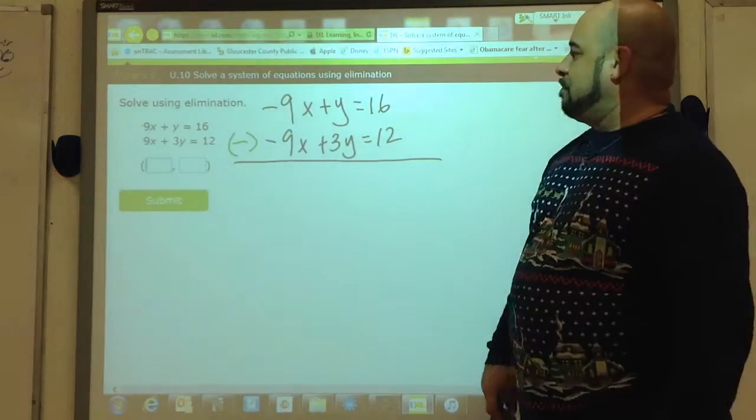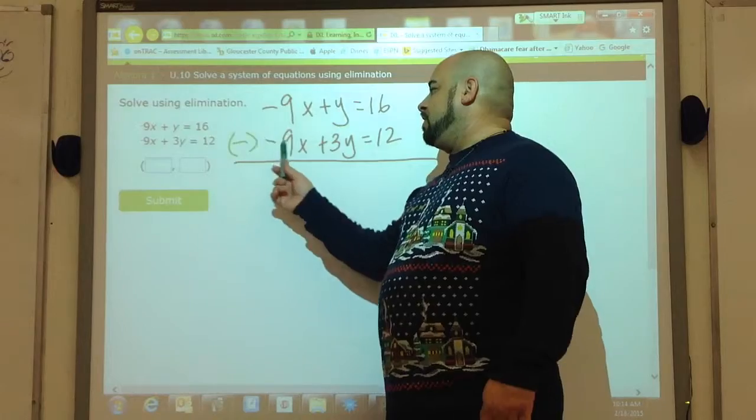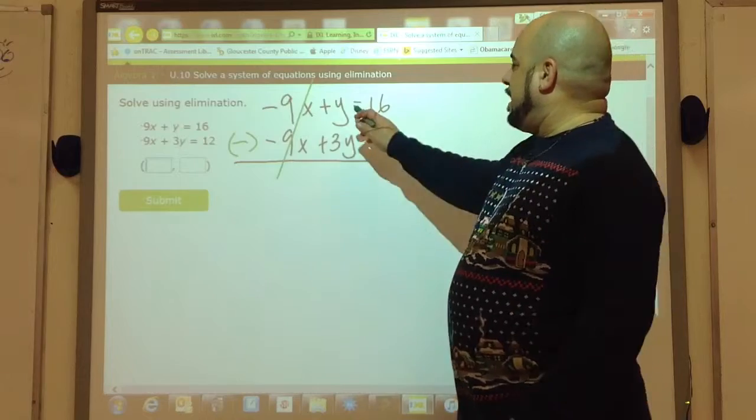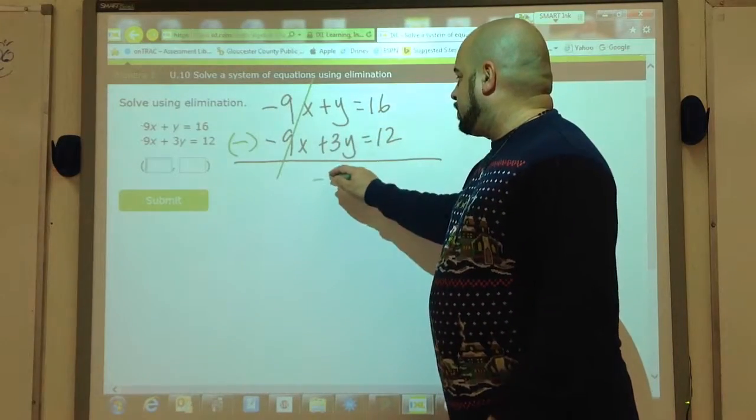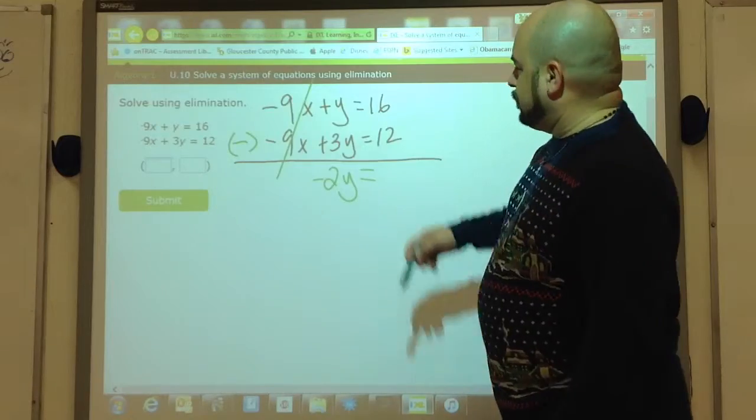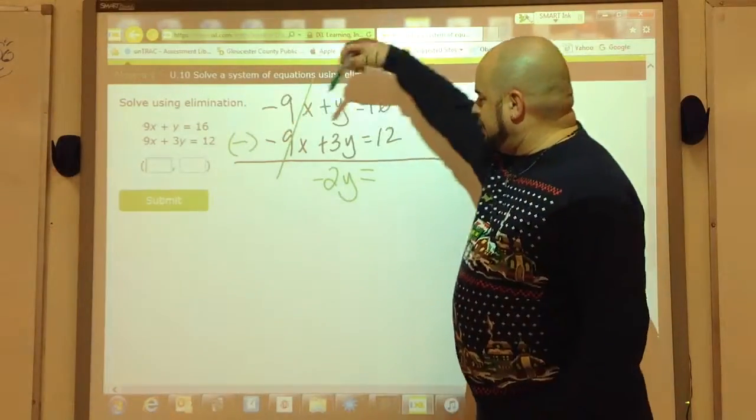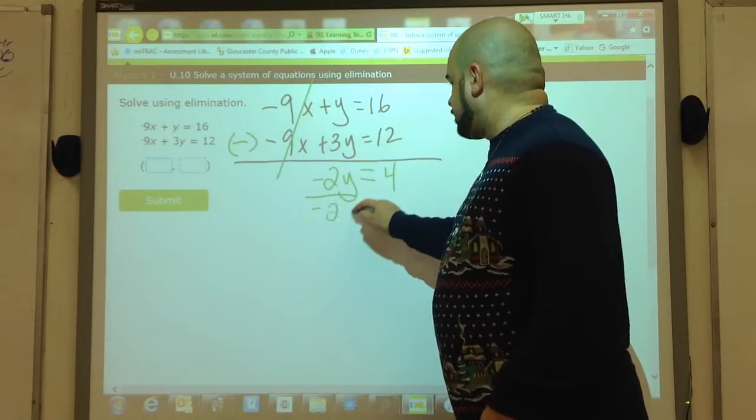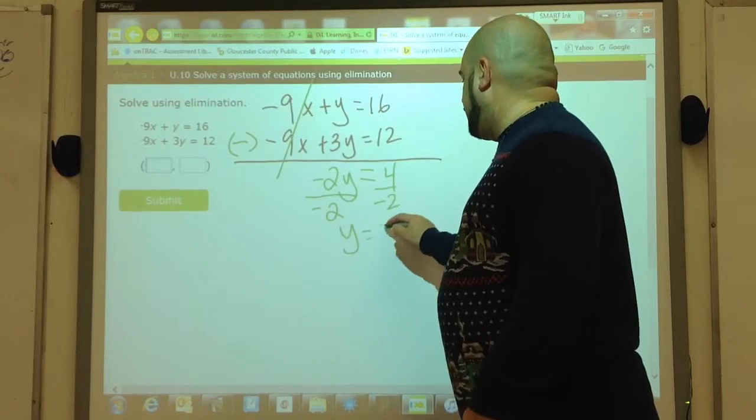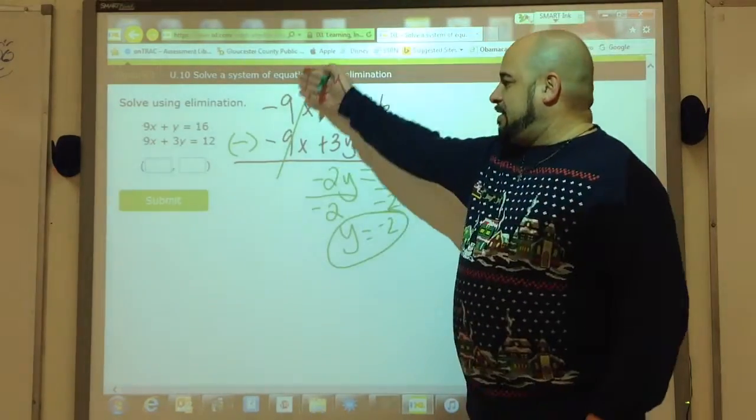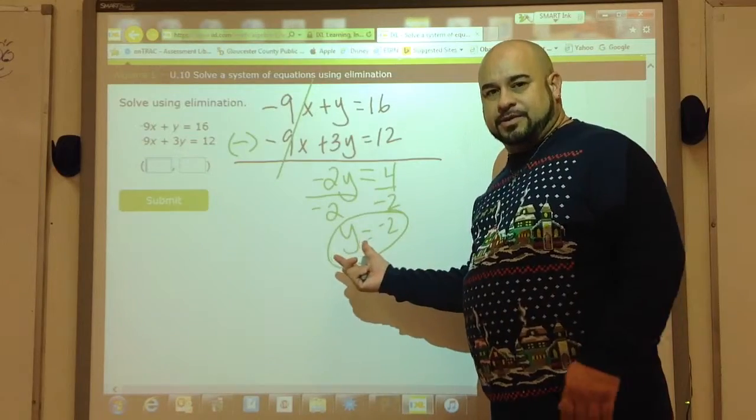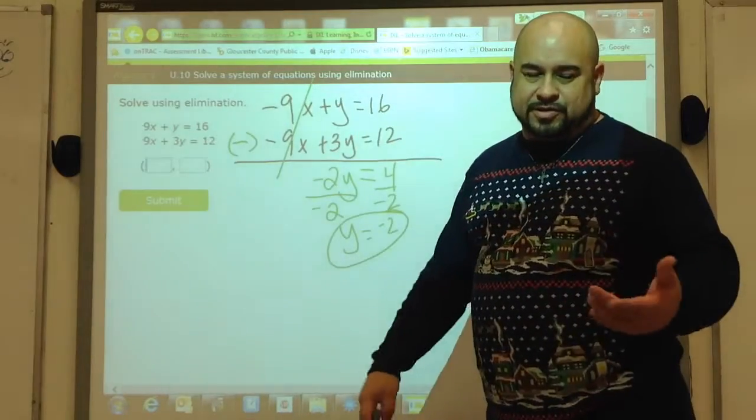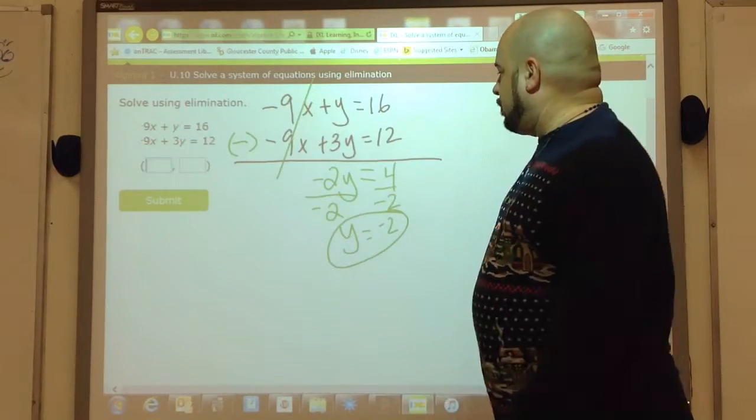In order for me to subtract, that way this will be eliminated. So negative 9x minus negative 9x, you know these two turn into a positive, and eventually they will cancel out. So now I have y minus 3y, which gives me negative 2y. So again, 16 minus 12 is 4. Now I divide by negative 2. And y equals negative 2. So I eliminated the x, and I found out what y is. Now I can take this y and substitute it into either one of my equations, whichever one's simpler, to find out what the x is.